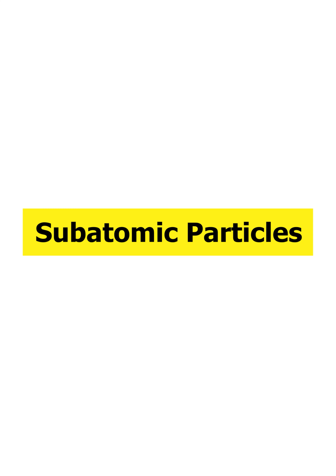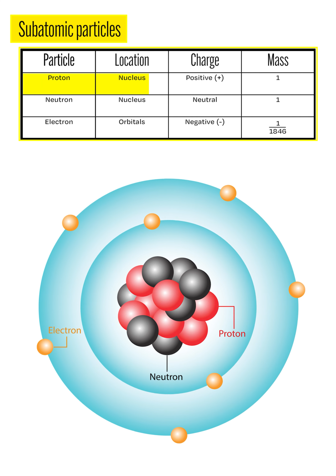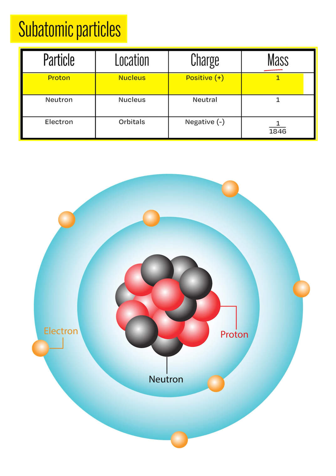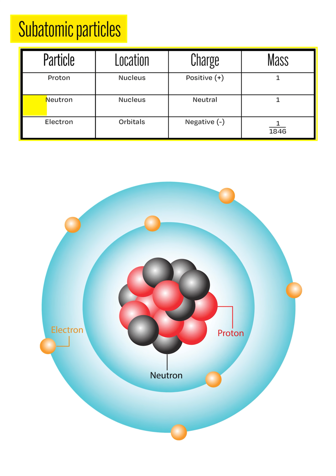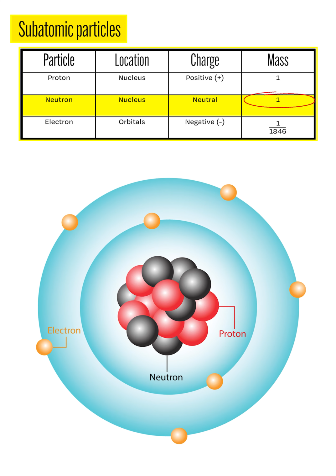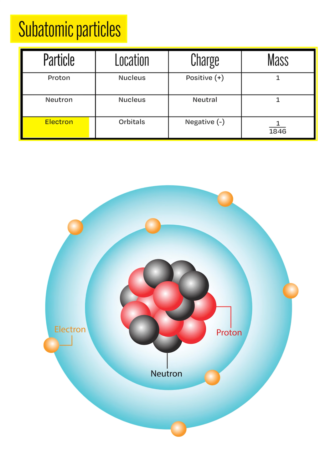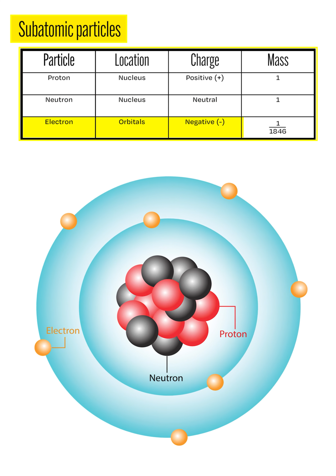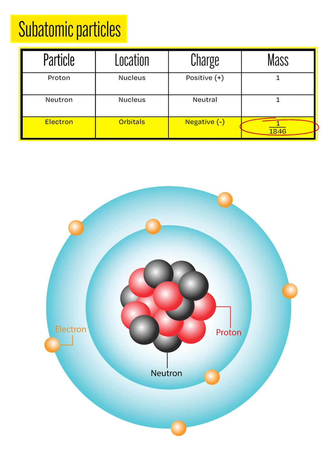Now let's discuss more about these subatomic particles. Protons are found in the nucleus. These particles are positively charged and have a relative mass of 1 unit. Neutrons are also found in the nucleus. These particles are neutral and have a relative mass similar to that of a proton, which is 1 unit. And finally, electrons are found in the orbitals. These particles are negatively charged and have a negligible mass of 1/1846 units.